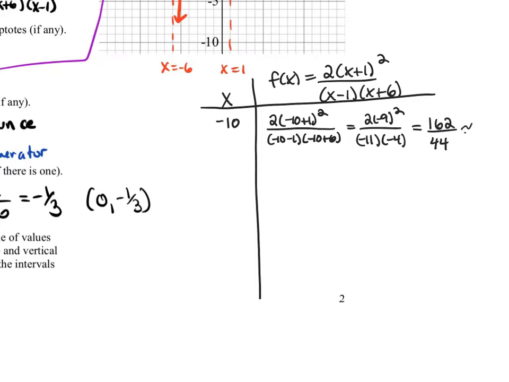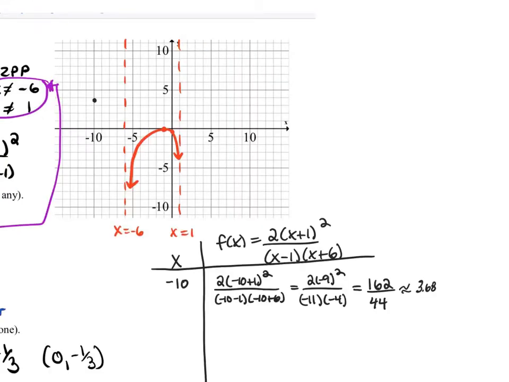This is about 4. It's not 4. You can go ahead and divide in your calculator. We're just trying to get an idea, so I'll go ahead and actually divide. It's 3.68 is what that number is. So I can go ahead and place that point on the graph.